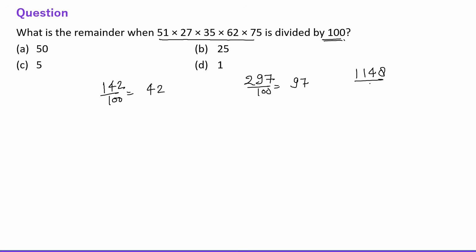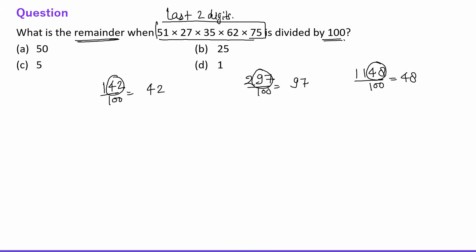Or if we divide 1148 by 100, what is the remainder? Remainder is 48. What I want to convey is, when a number is divided by 100, then the last 2 digits of the number is the remainder. Question is asking about the remainder. So here the last 2 digits of this product we need to find out.